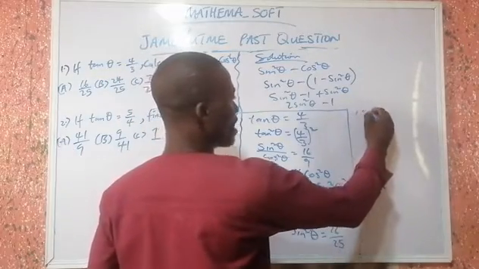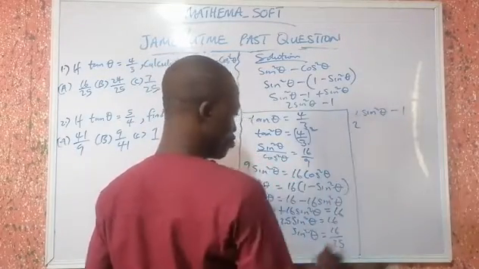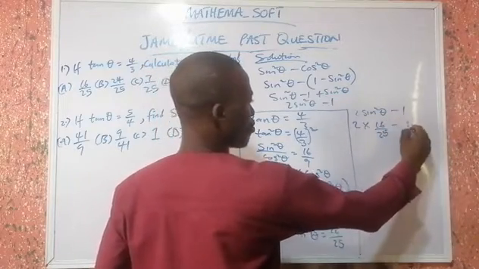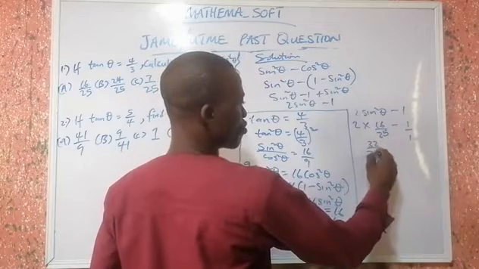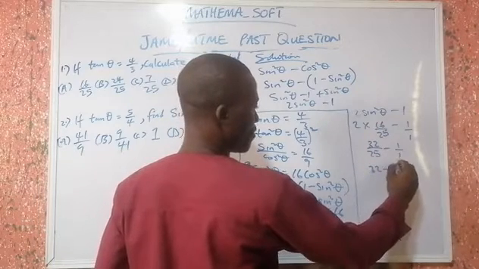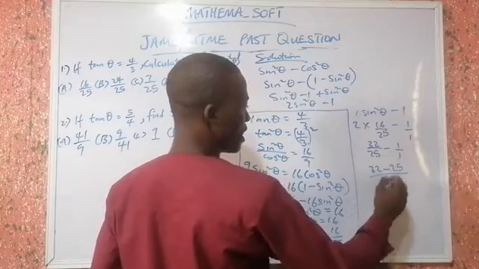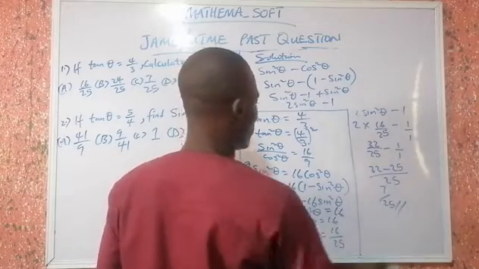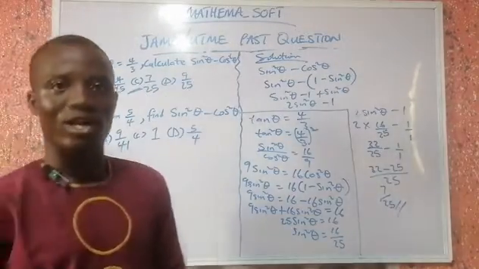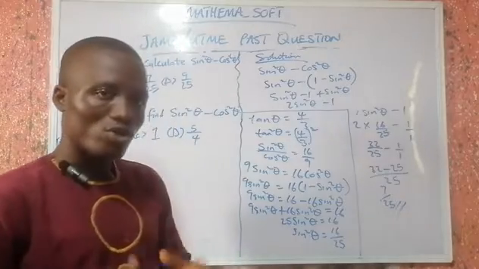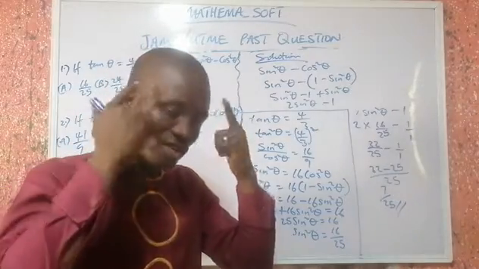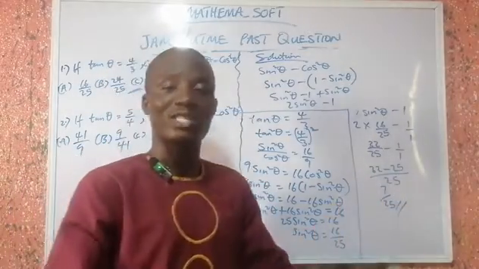So I will just write 2 sine square theta minus 1, and sine square theta is 16 over 25, so 2 times 16 over 25 minus 1 over 1. That will be 32 over 25 minus 1 over 1, and that will be 32 minus 25 over 25, which is 7 over 25. So 7 over 25 will be our correct option. That is C. What you have to ensure about trigonometry is that you do not forget all the relations that you have here. Sine square theta plus cos square theta equals 1.